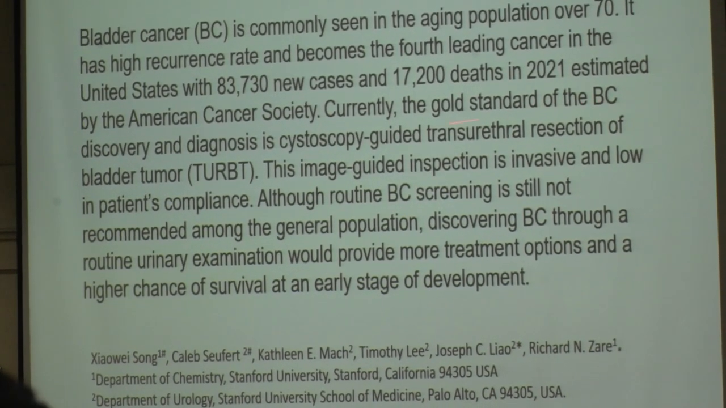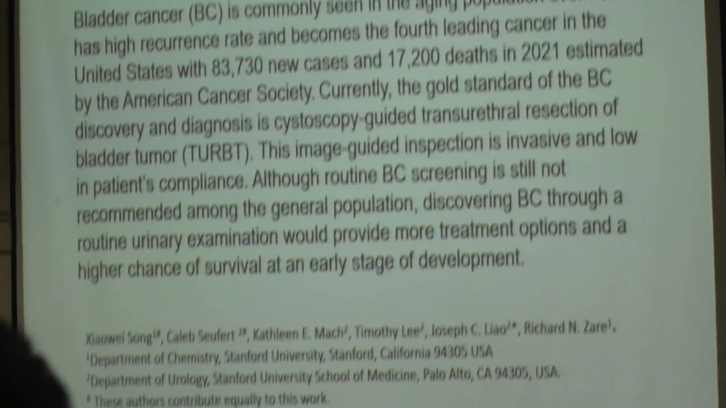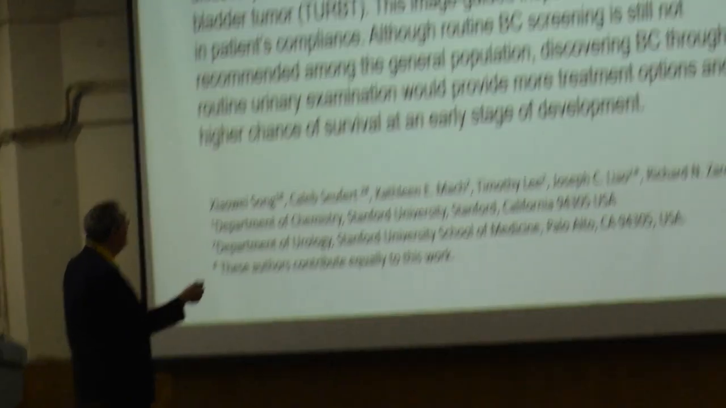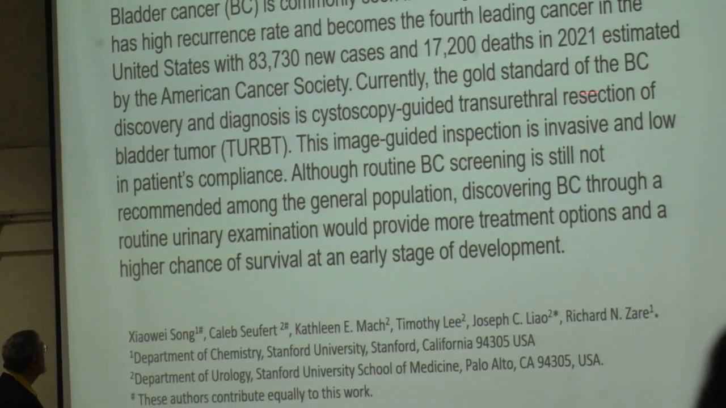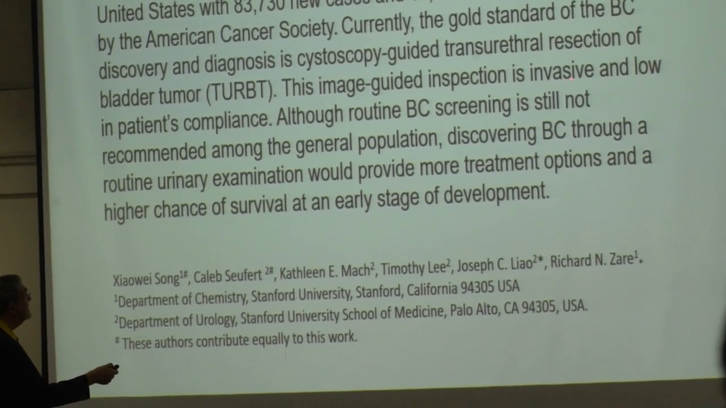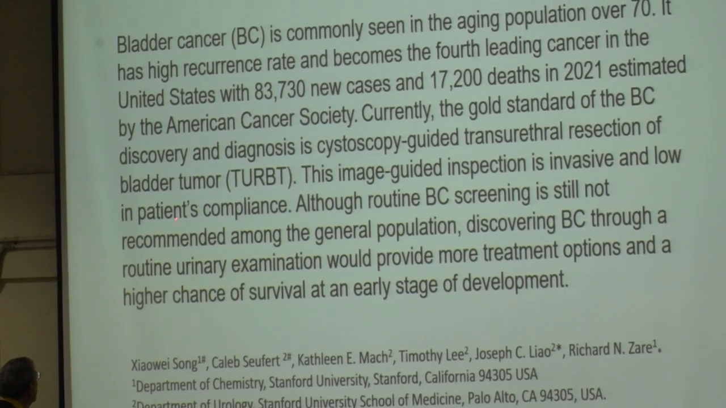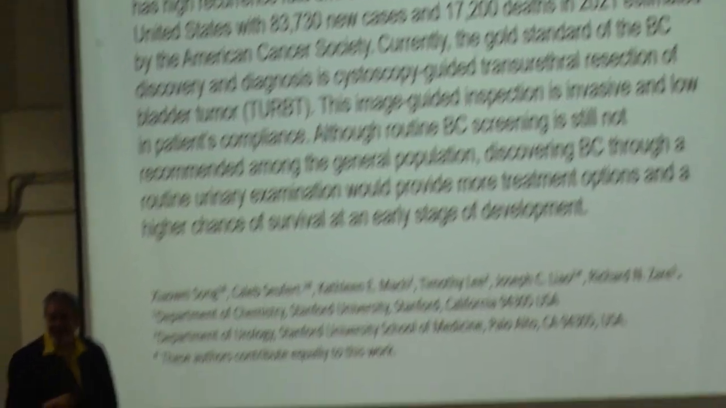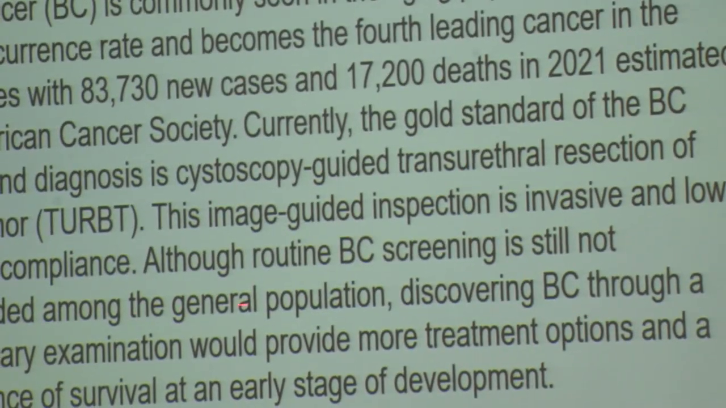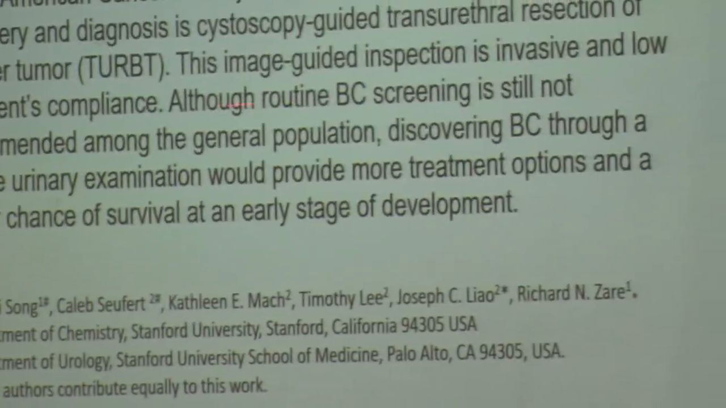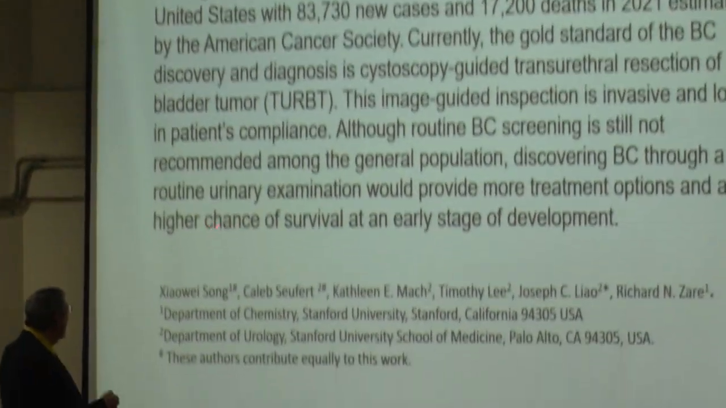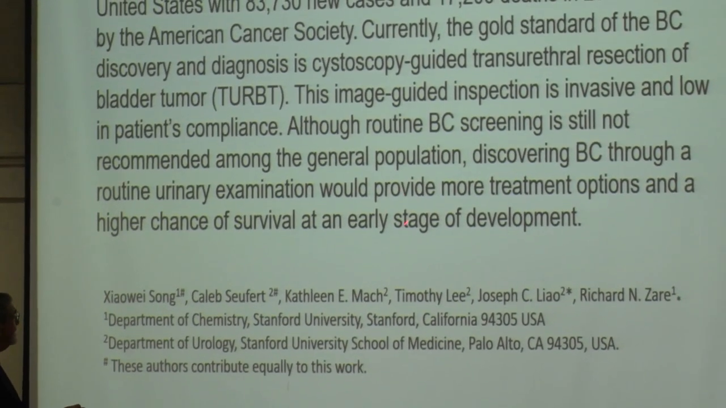Currently, the gold standard of the BC discovery and diagnosis is something involving a fancy word, cystoscopy, okay? Transurethral resection of bladder tumor, or TURBT. This image-guided inspection is invasive, right? And low in patients' compliance. People don't want to continue this at all. Although routine BC scanning is still not recommended among the general population, discovering BC through a routine urinary examination would provide more treatment options and a higher chance of survival at an early stage in development.